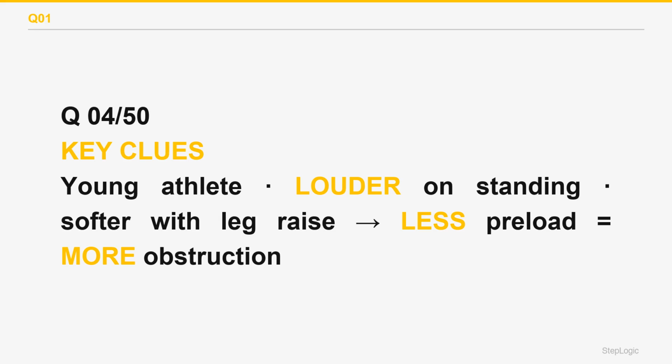Hypertrophic cardiomyopathy produces a dynamic obstruction. The hypertrophied septum and the anterior mitral leaflet crowd the outflow tract, and how much they obstruct depends on how full the ventricle is. Anything that reduces preload, standing, Valsalva strain, dehydration, shrinks the cavity, brings the obstructing surfaces closer, and makes the murmur louder. Anything that increases preload or afterload, squatting, passive leg raise, hand grip, opens the outflow tract and makes it softer. That is the inverse of every fixed lesion, so choices A, B, and E all state the relationship backwards.